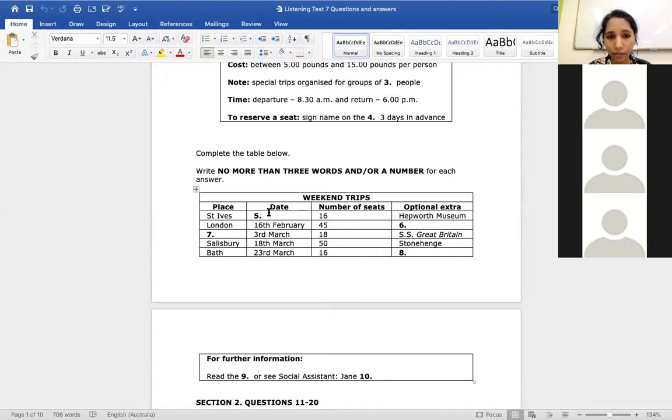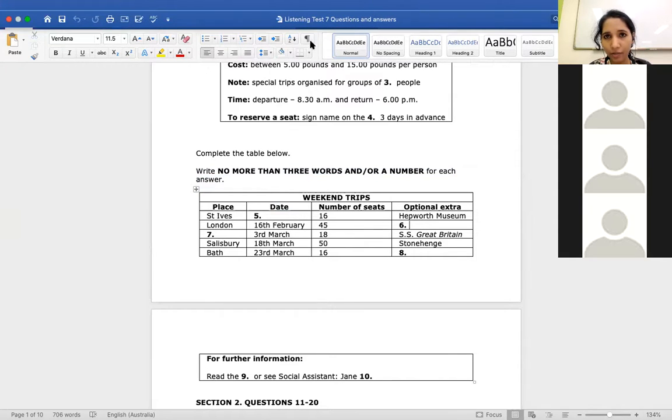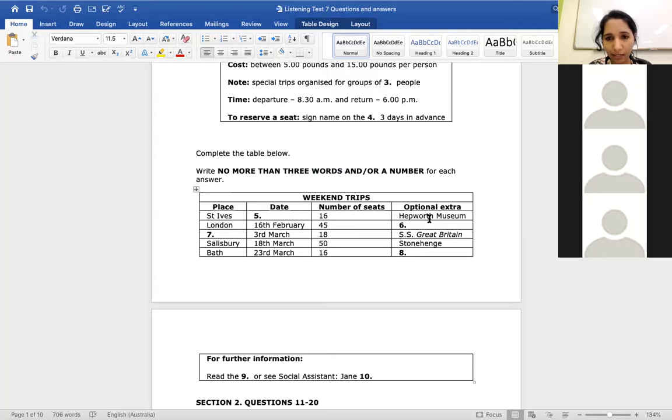If you look at question number 5, we see that it is below this table, date. So we know it's a date over here. Here as well, the maximum number of words is 3 plus a number. If you look at the next question, question number 6, it says optional or extra. That means something similar. Then on 7, it says place. So you guess, okay, it's going to be the name of a place.